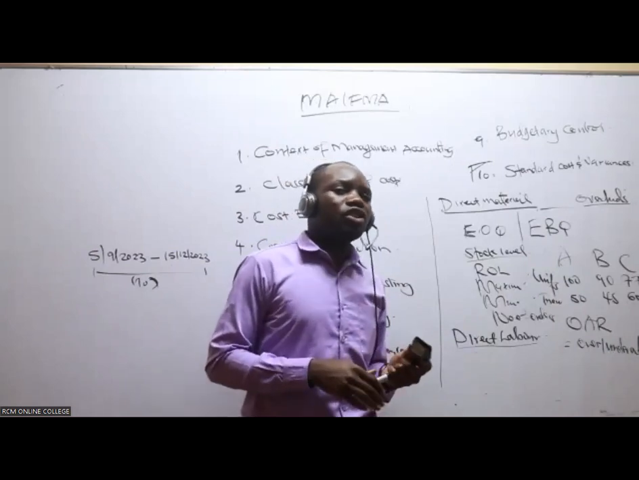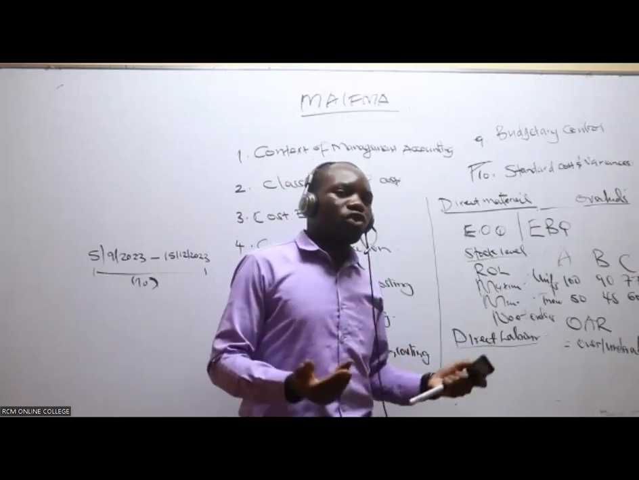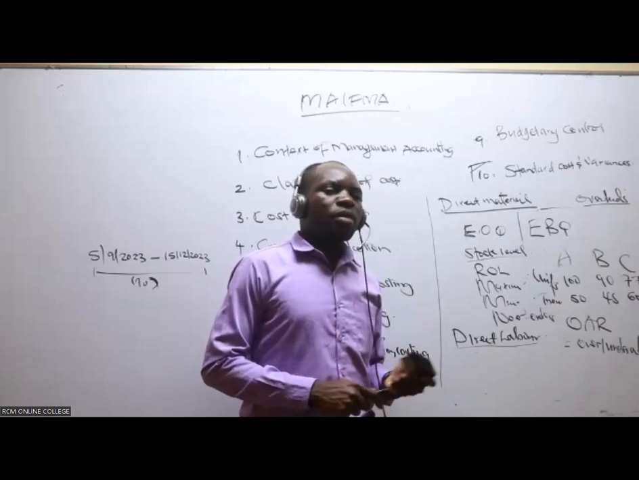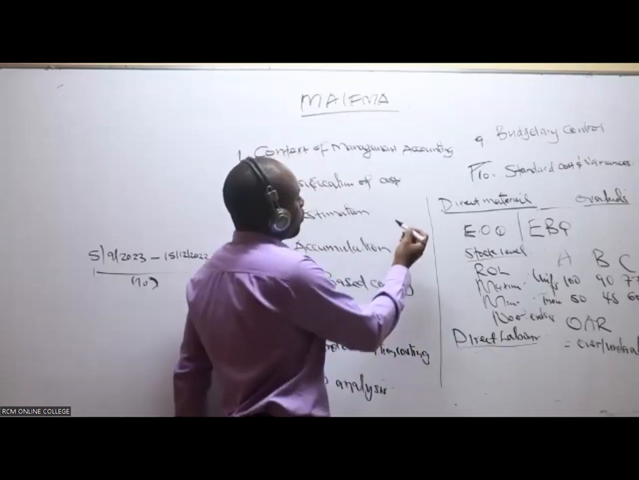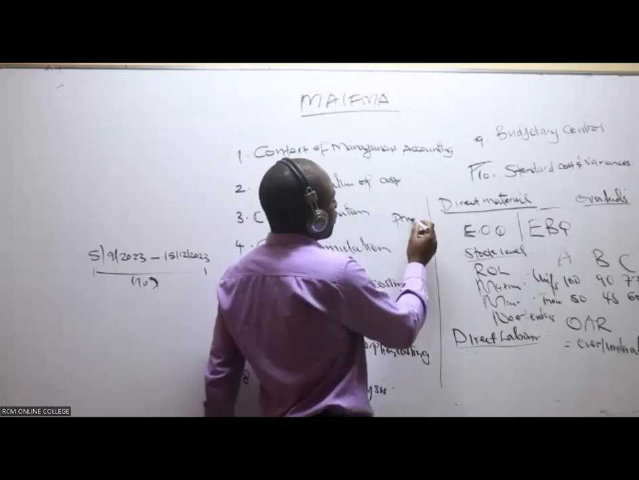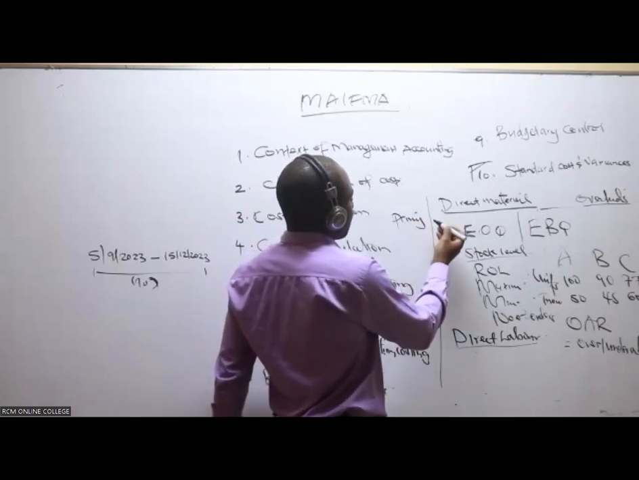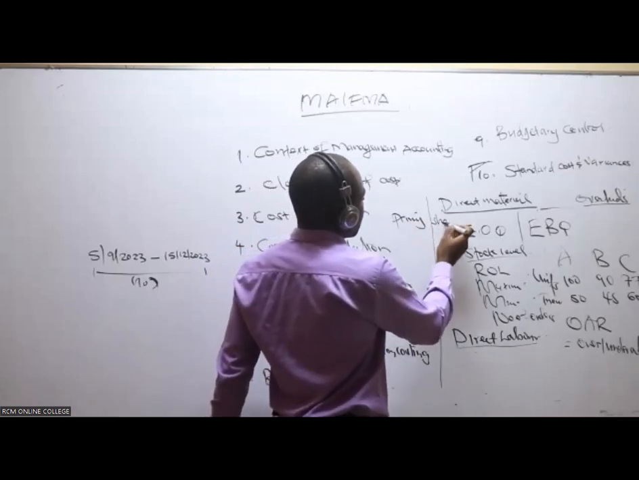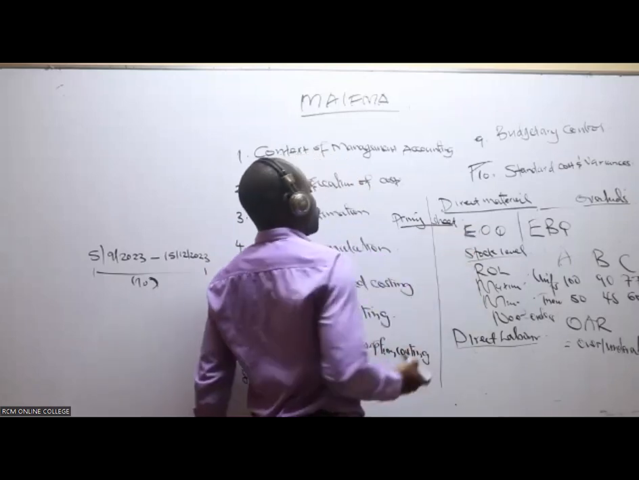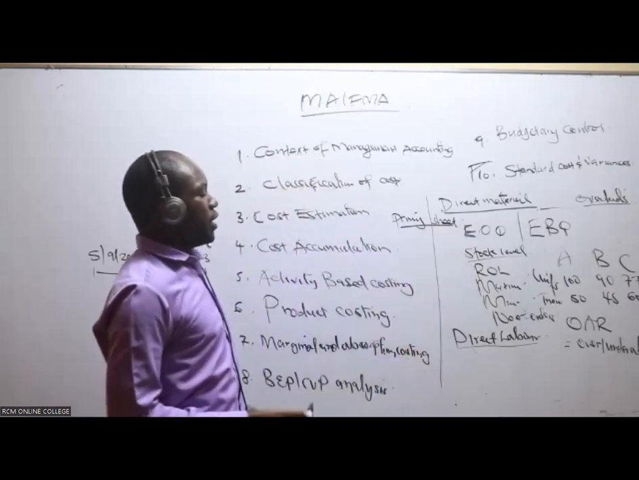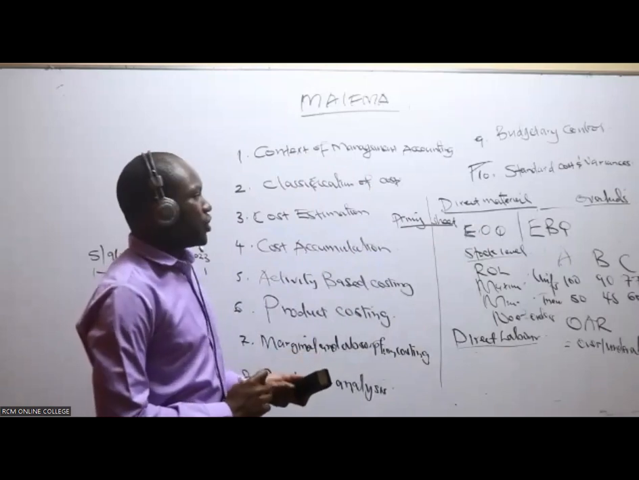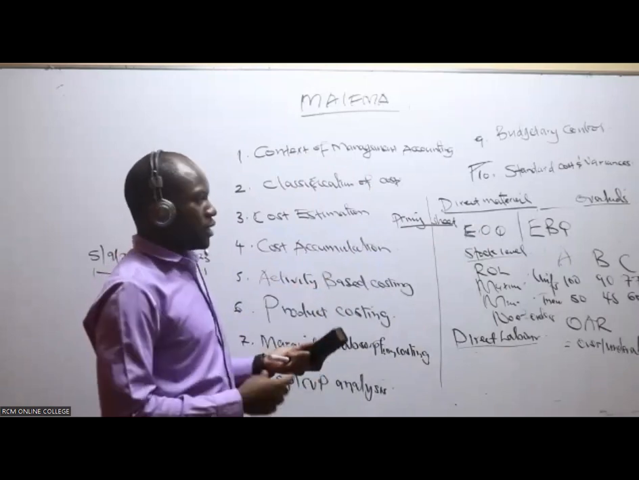Then, you now need to do what? You now need to do the allocation of these overheads. The first one is primary allocation, that is the overhead sheet or schedule. You have to do the primary allocation. Then, under secondary allocation, we are going to do the reapportionment.